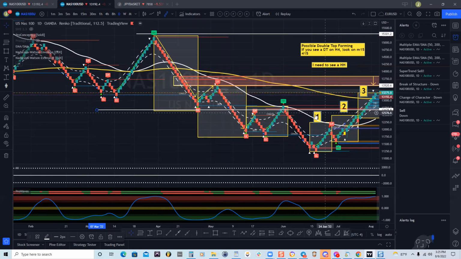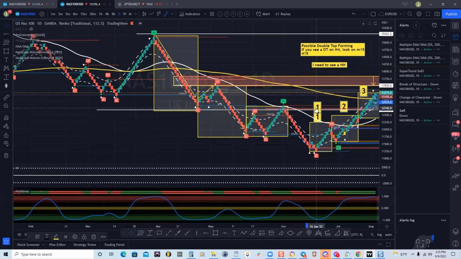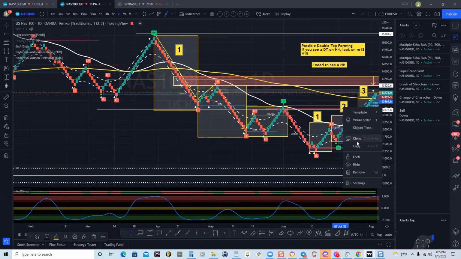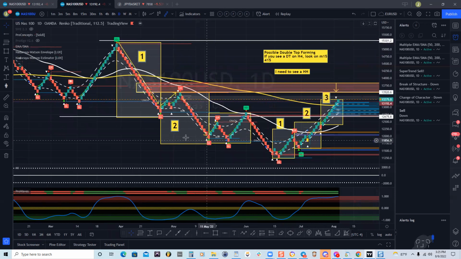So here I come, clone this. This is level 1 here, right? First push. And then you got a tricky one here. See, this is tricky. This is 2. It is tricky, and this one here is tricky because then you got to use some judgment.